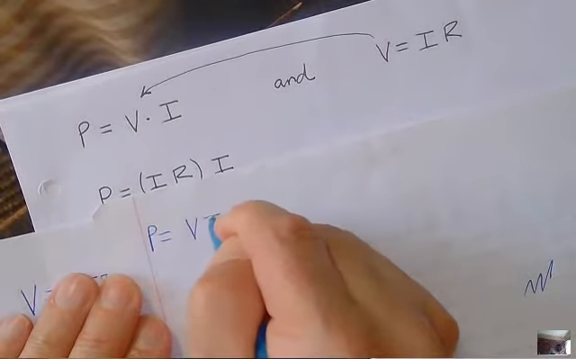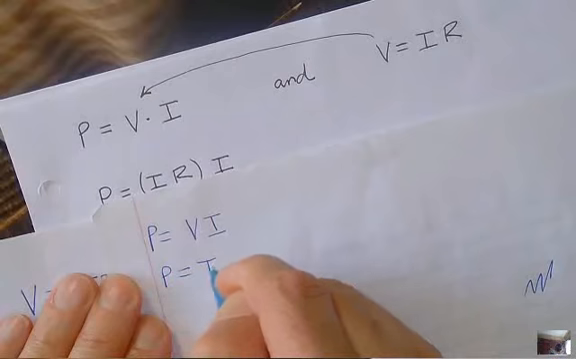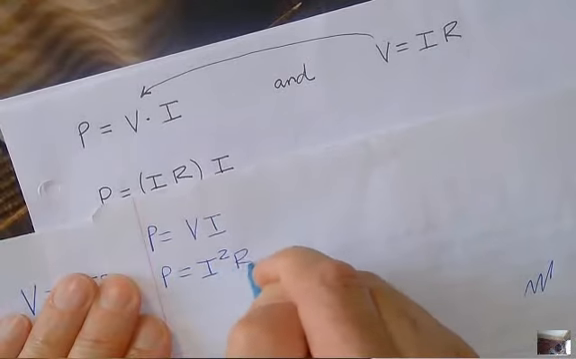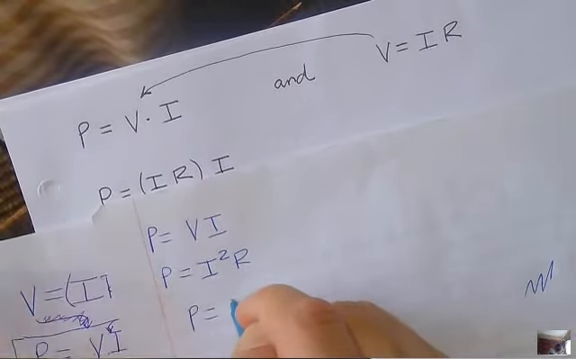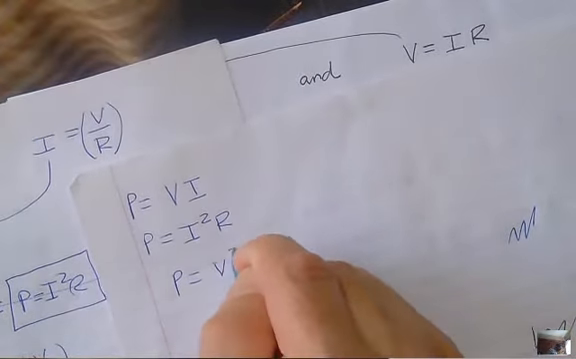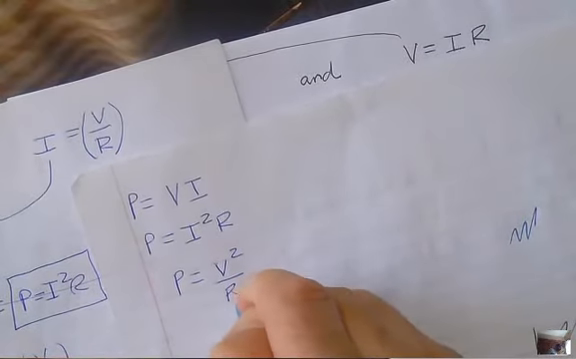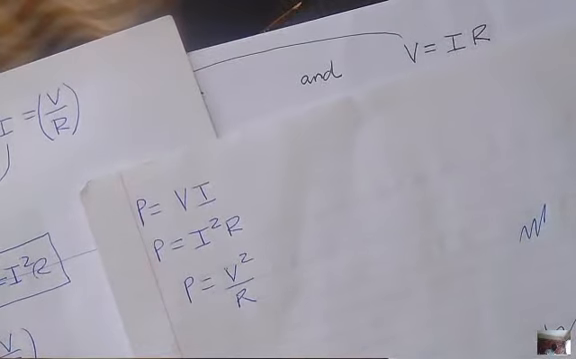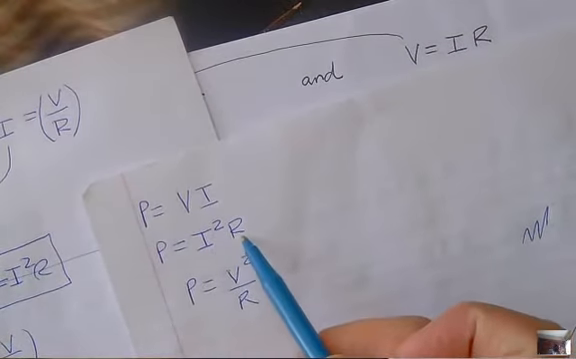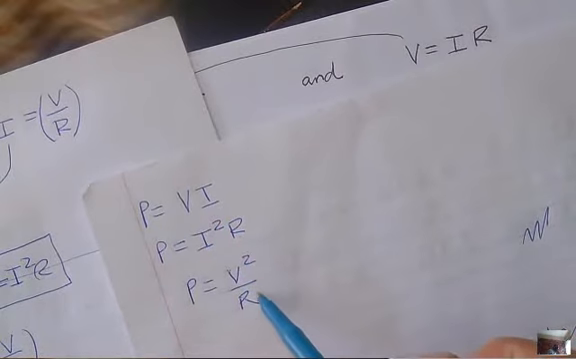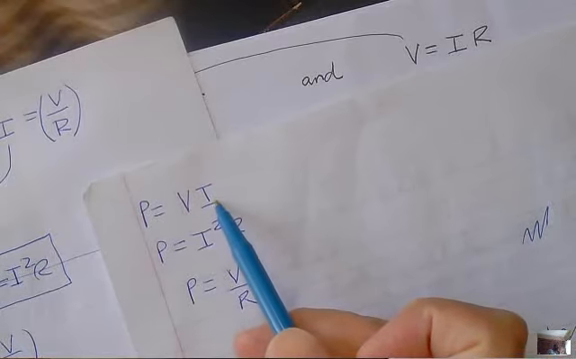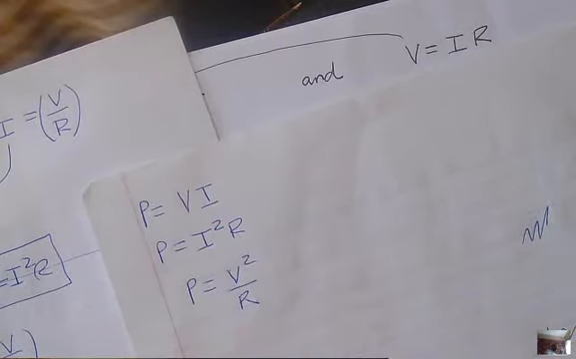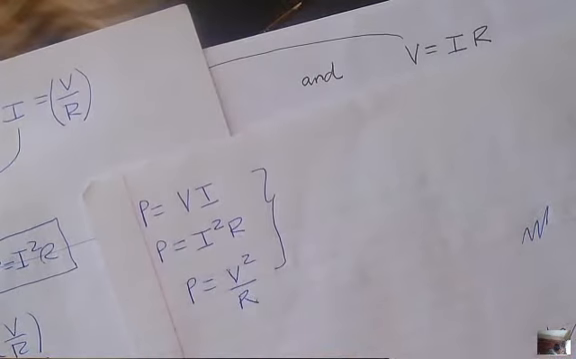Power is equal to voltage times current. Power is equal to current squared times resistance. Power is equal to voltage squared divided by resistance. Okay, all three different ways to get the power. This is the one you use if you don't have the voltage. This is the one you use if you don't have the current, and this is the one you use if you don't have the resistance. Okay? Very important.